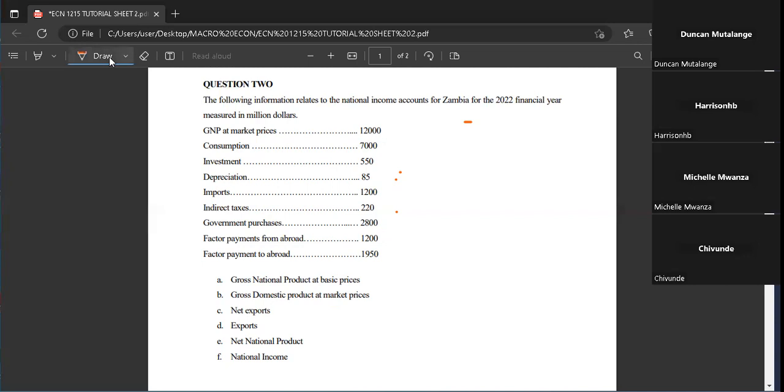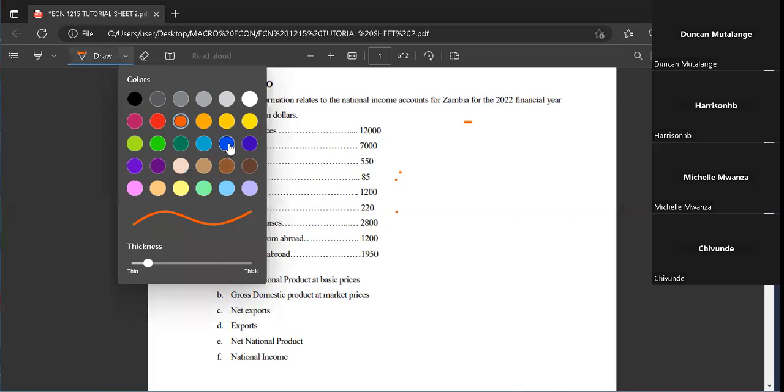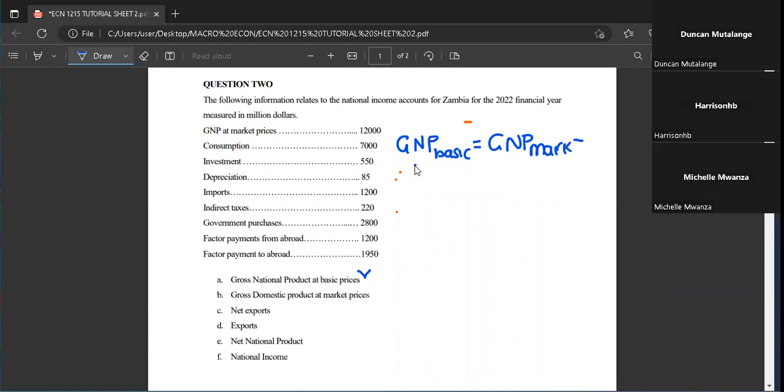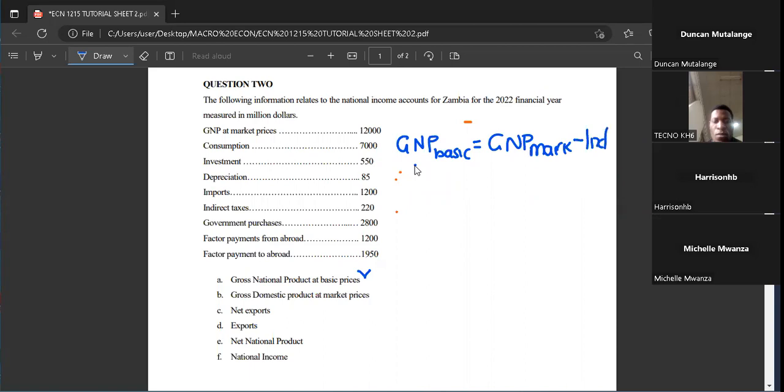Yeah, so here, let us put this down. Let me change my pen, maybe a blue one. Now we're calculating A, so GNP at basic price. GNP at basic price will be equal to the GNP at market price minus the indirect taxes. So this is the formula here.